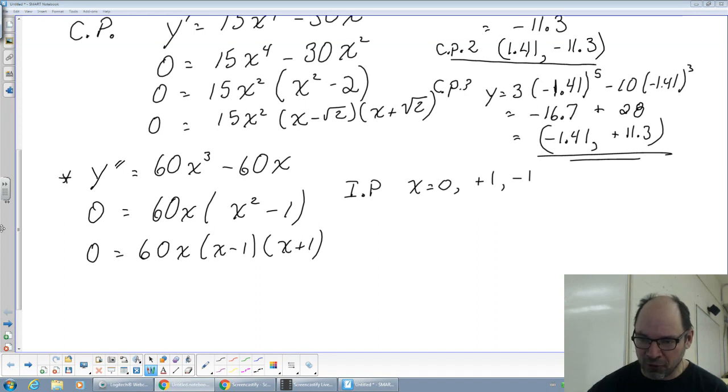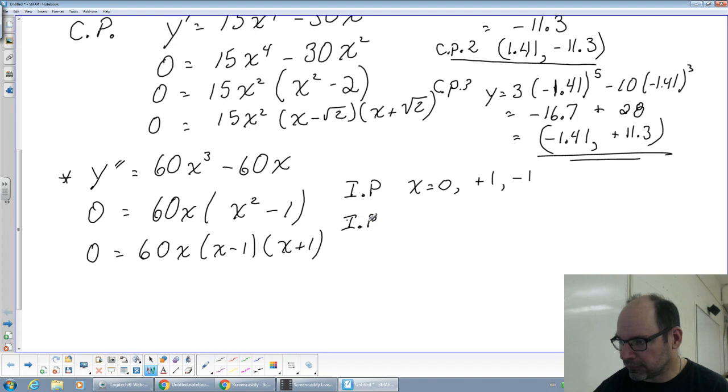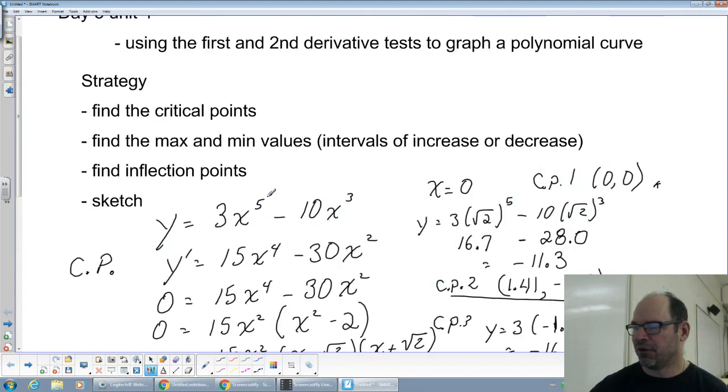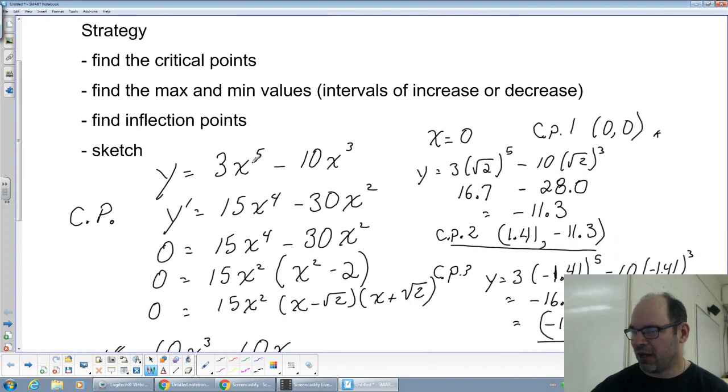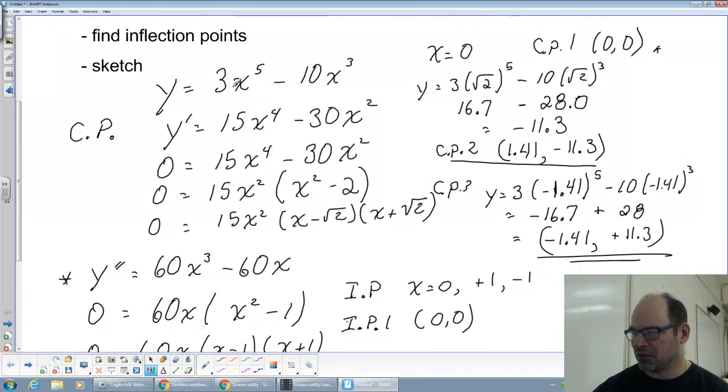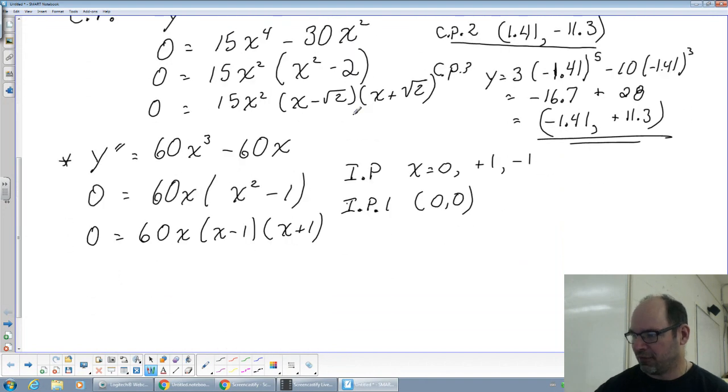Just moving my notes down a little bit here. Okay, so let's check what our inflection points are. Inflection point 1 is easy to do. That's going to be 0, 0, because if we put a 0 into the original equation, we get that. Now we're going to do inflection point 2, where we put 1 into there, and negative 1 into there.